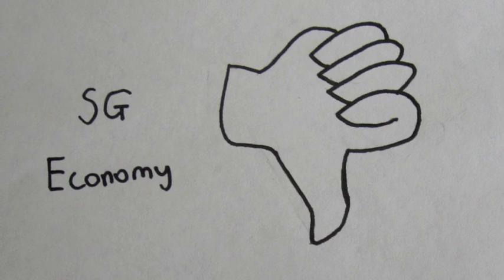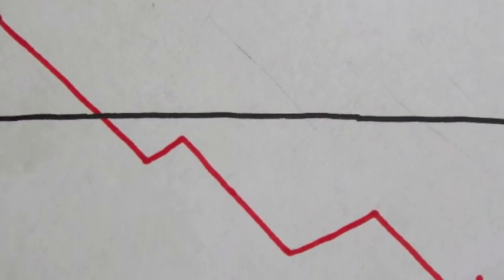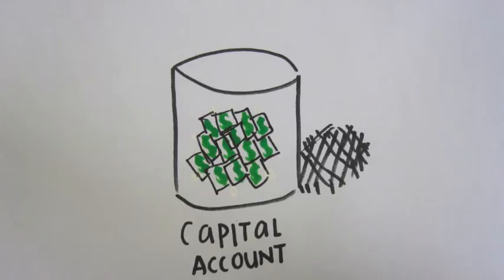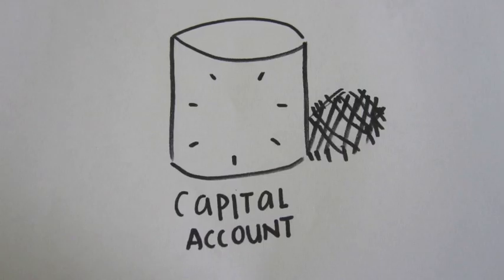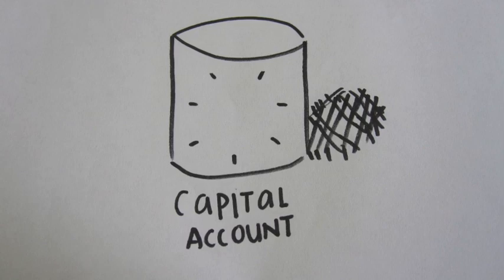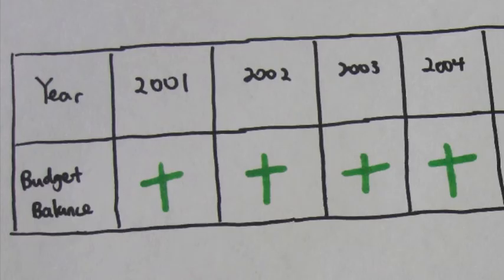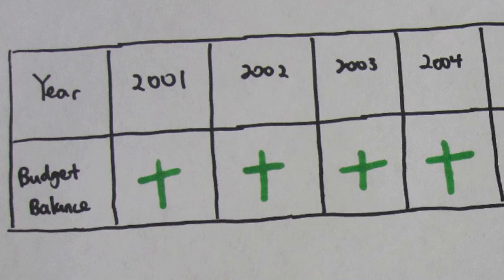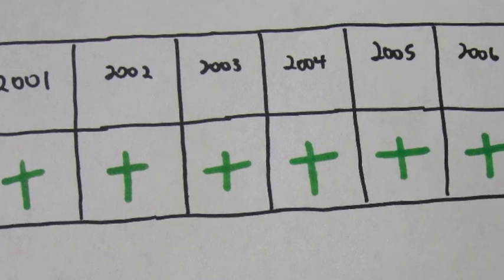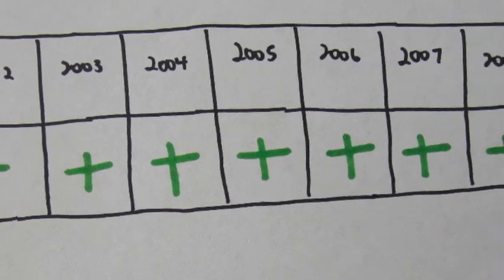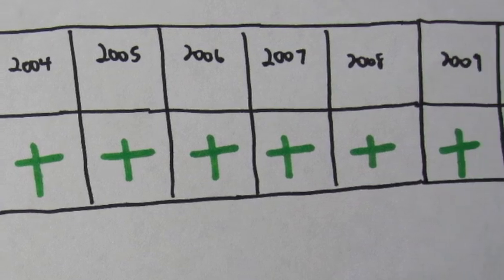In the long run, when and if the Singapore economy experiences a recession, there would not be any spare amount of money in the capital account to bail the Singapore economy out. However, due to the fact that Singapore's economy has been experiencing budget surplus for the last 10 years, a slight budget deficit would not put the Singapore economy into dire straits.